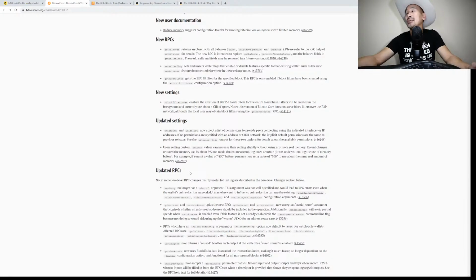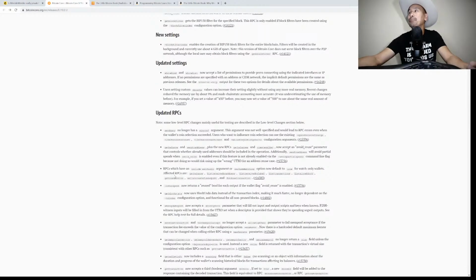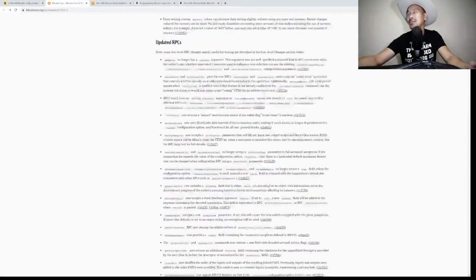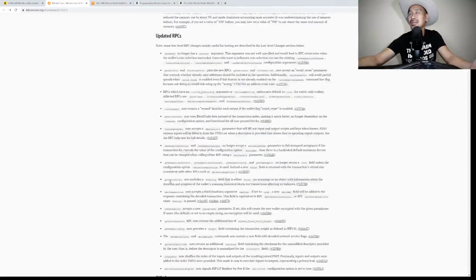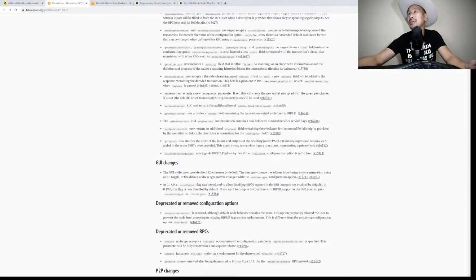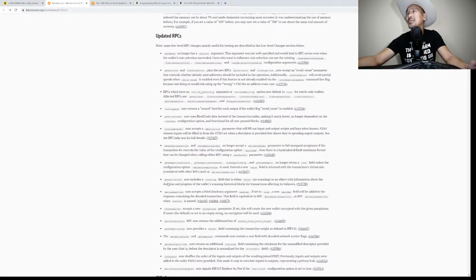New updated settings. Whitebind and whitelist now accept a list of permissions to provide peers connecting using the indicated interfaces or IP addresses. Okay. Users setting custom DB cache value can increase their settings slightly without using any more real memory. Okay, great. Sendmany no longer has a minconf argument. So these are all RPC commands that existed before, and they got slight updates. I imagine a lot of it is based on some of the wallet stuff that's new.